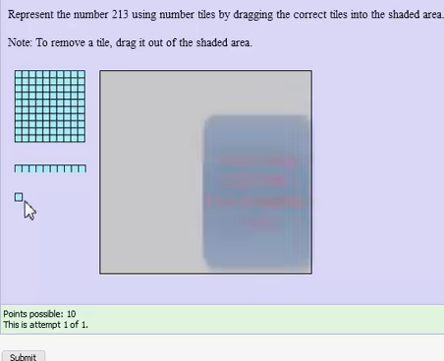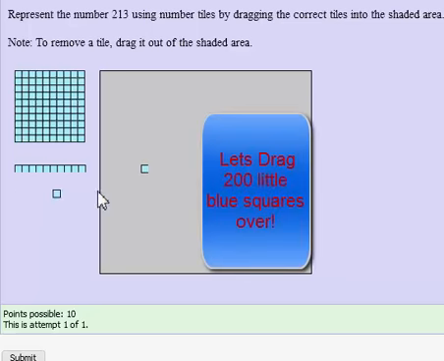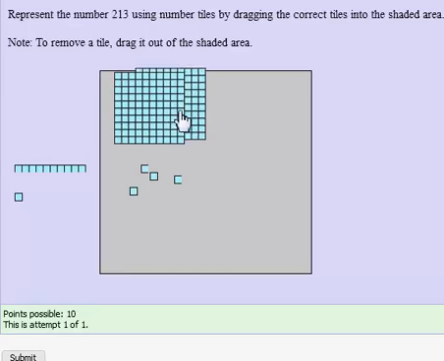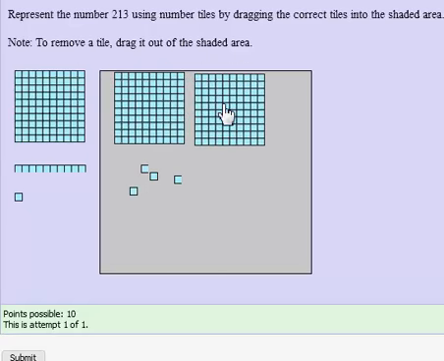So rather than dragging many of the little blue squares, 200 in fact, which would take a very long time, I'm going to instead drag 2 flats. There's 1, there's 2. So by dragging 2 flats, I've dragged 200 units in. To remove a tile, we can drag it out of the shaded area, so let me do that by dragging each of these back out of the shaded area. Now I have 200 units in the shaded area.